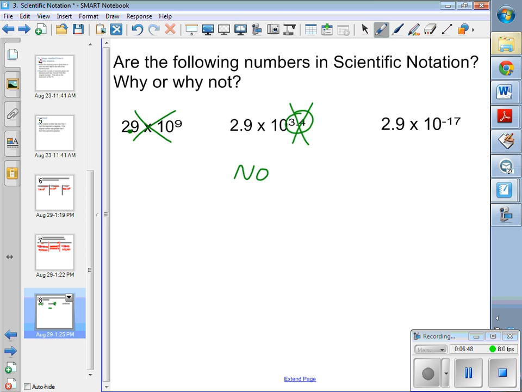And this last one is yes, because this is a number between 1 and 10. And it's actually got to be between 1 and 9. We say 1 and 10, but it's 1 and 9 point something. And this is a number with a base of 10 and an exponent that is a whole number.